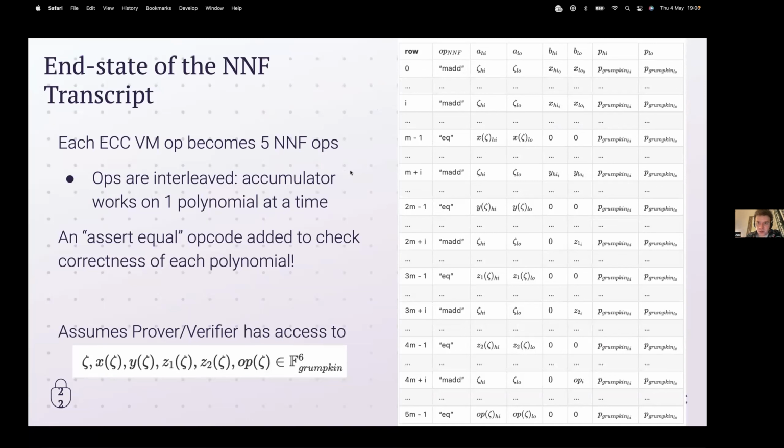And the reason it's actually m plus 1 rows for each block is because at the end you also need to shove in an assert equal opcode every m rows to check that the resulting computation lines up with what it needs to be. So this is possibly a slight overcomplication that's to do with the fact that the elliptic curve VM transcript format is not the same as your main transcript format.